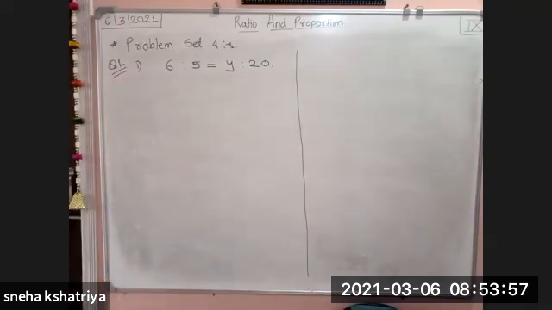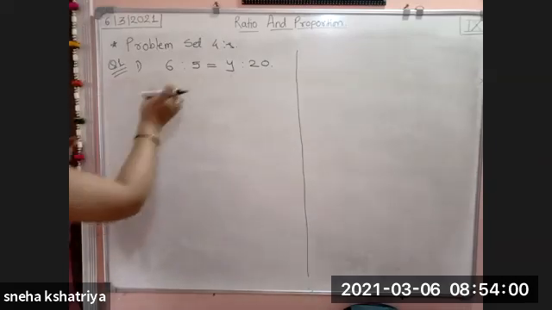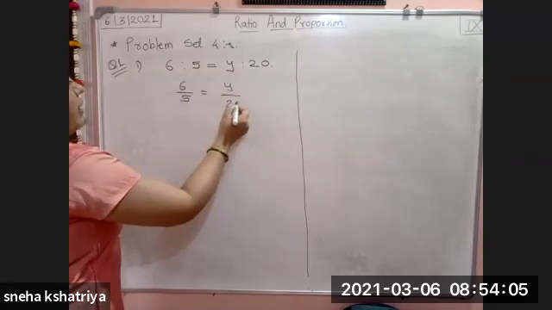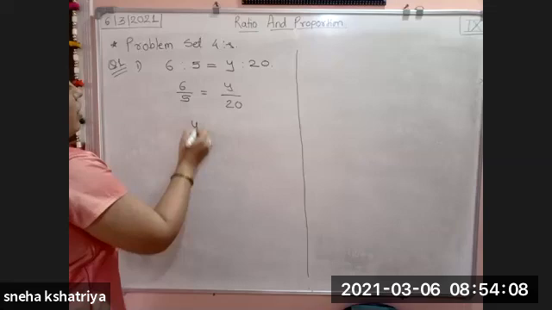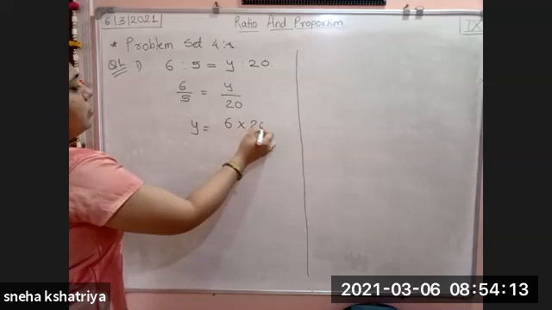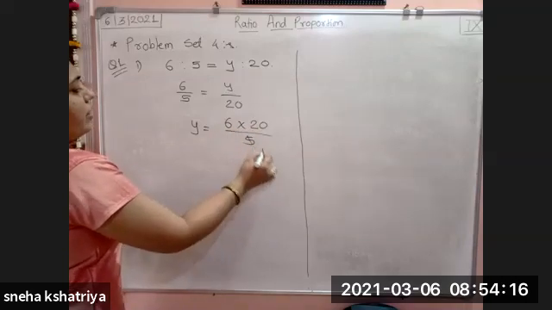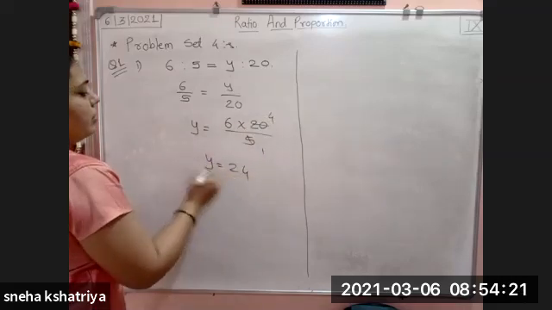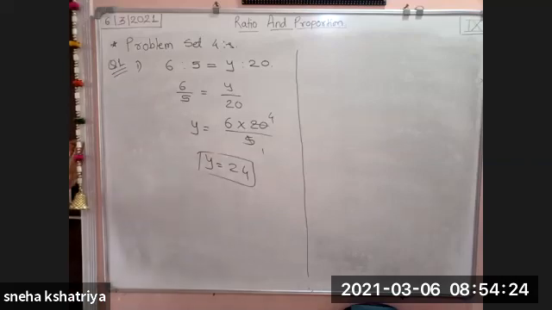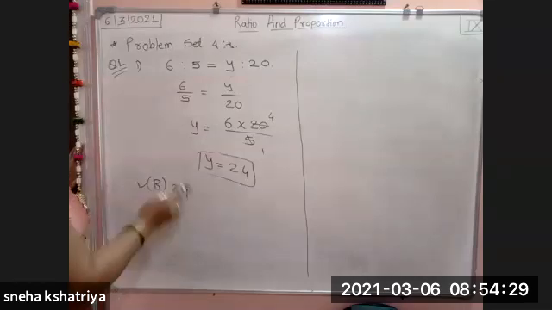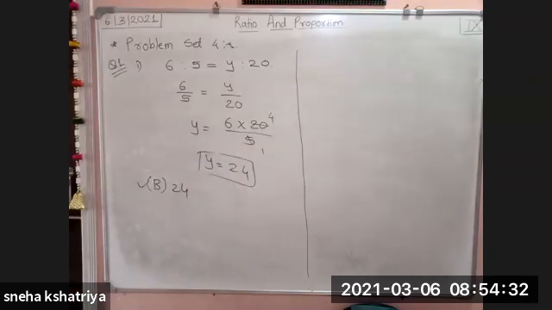So how are we going to find the value of y? This 'is to' sign means division: 6 divided by 5 is equal to y divided by 20. Now we can find the value of y. Y is equal to 6 into 20 divided by 5. 5 fours are 20, 6 fours are 24. So y is equal to 24. So option B is the right option.